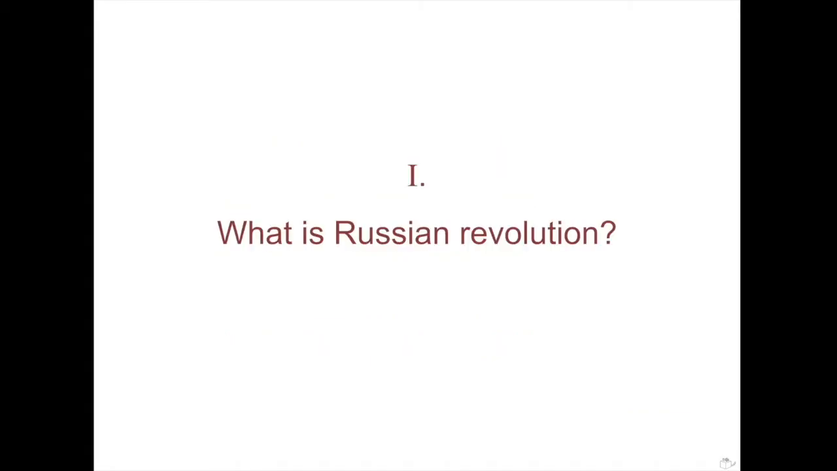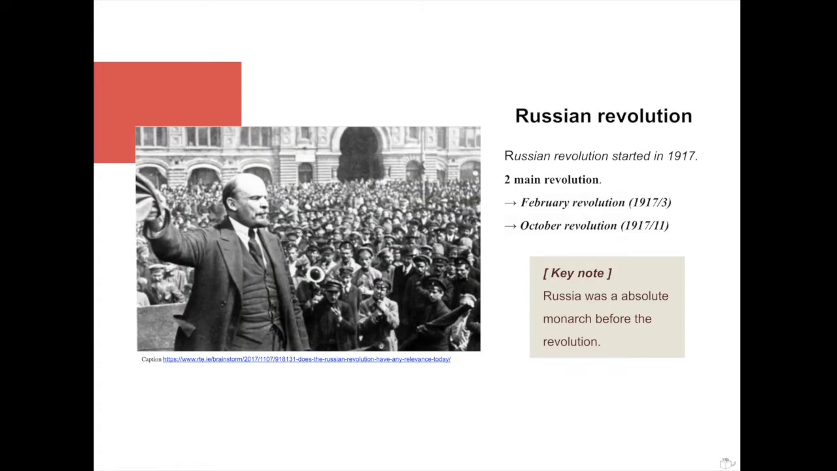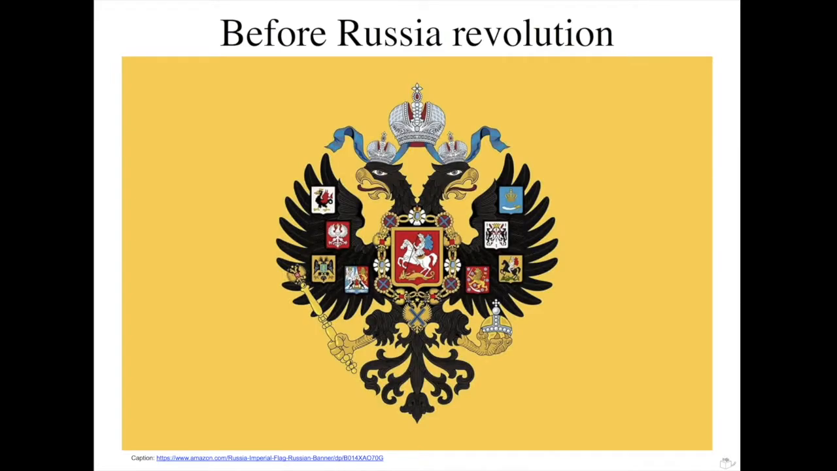What is the Russian Revolution? The Russian Revolution started in 1917 and was divided into two main revolutions, the February Revolution and the October Revolution. Before the Russian Revolution, Russia was a despotic state under Romanov rule. The meaning of despotism is that all power is held by the Tsar, who is the ruler of the country.